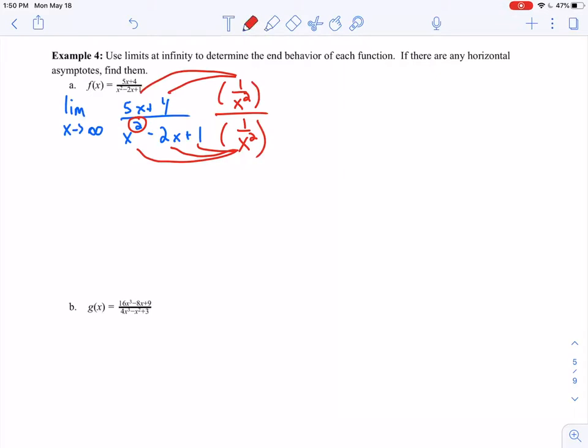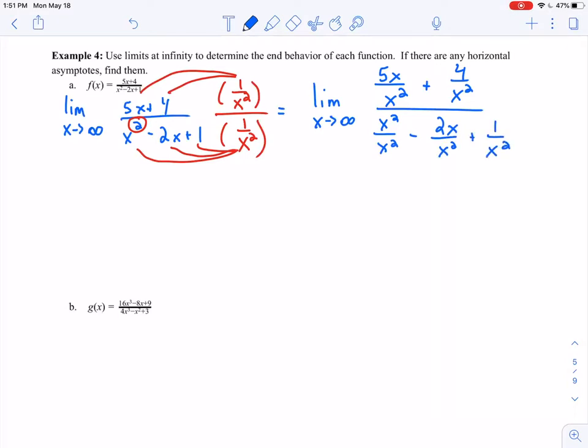So I'm going to show you the long way here, and then you can maybe take a shortcut if you're feeling comfortable. So we're still looking at the limit as x approaches infinity. In my numerator, I'll have 5x over x squared plus 4 over x squared, divided by, in my denominator, x squared over x squared minus 2x over x squared plus 1 over x squared. And if I look at this, you might say, okay, we've got some powers of x here and here and here. Why don't we reduce those? Let's simplify this a little bit so that it's just a little bit nicer to work with.